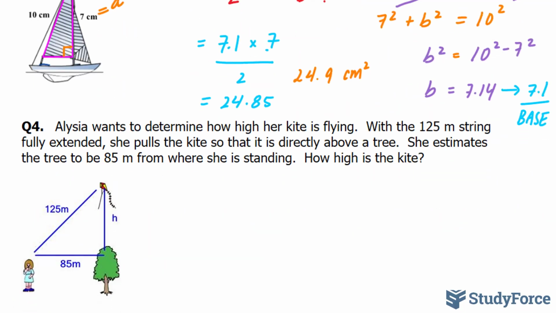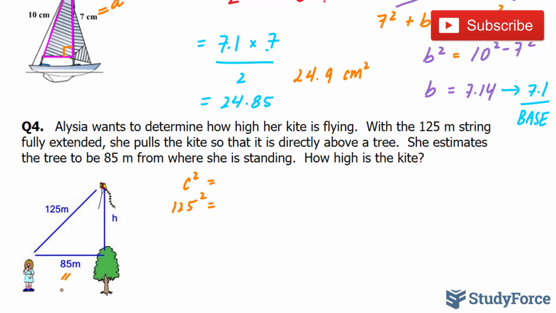In our last example, Alysia wants to determine how high her kite is flying. With the 125-meter string fully extended, she pulls the kite so that it is directly above the tree. She estimates the tree to be 85 meters from where she is standing. How high is the kite? Once again, we'll use the Pythagorean theorem to find h. Our hypotenuse is 125, so we'll call this c squared.